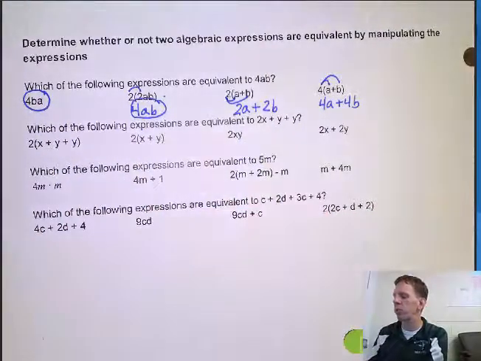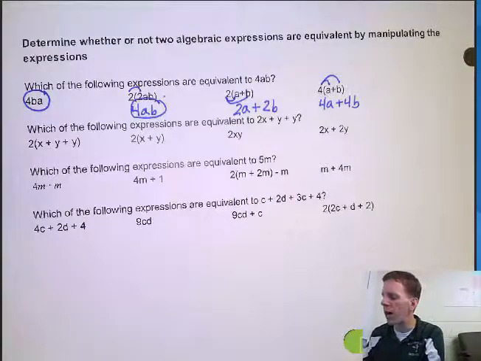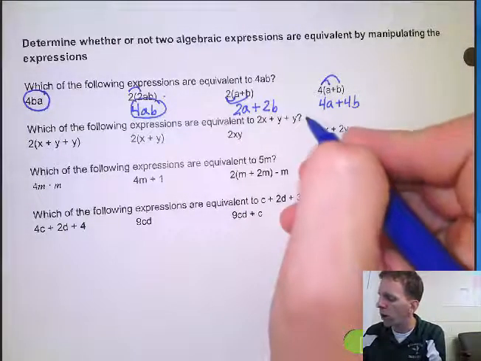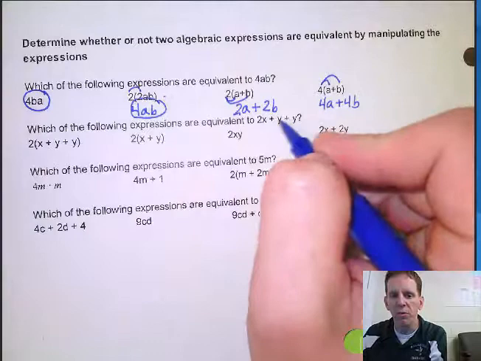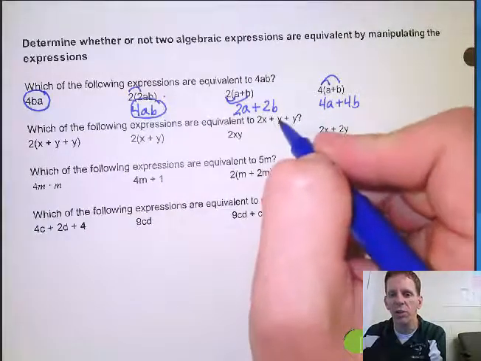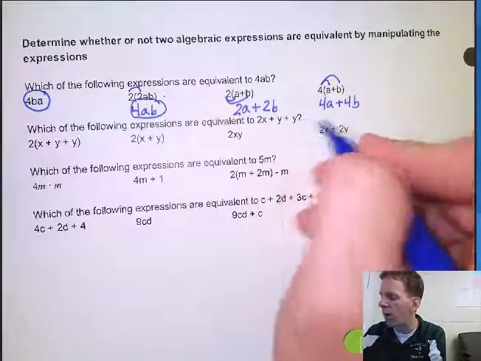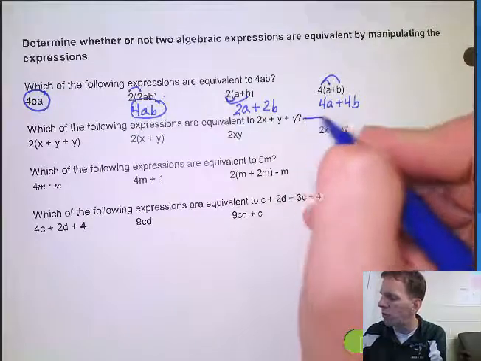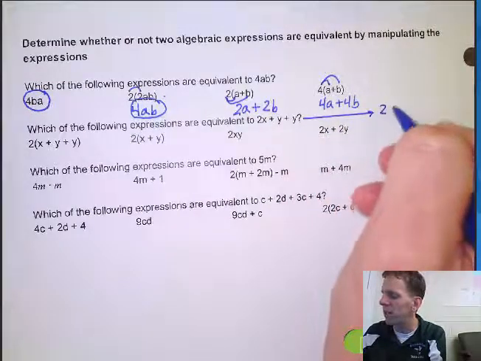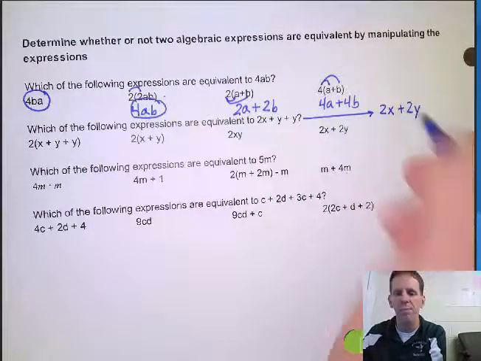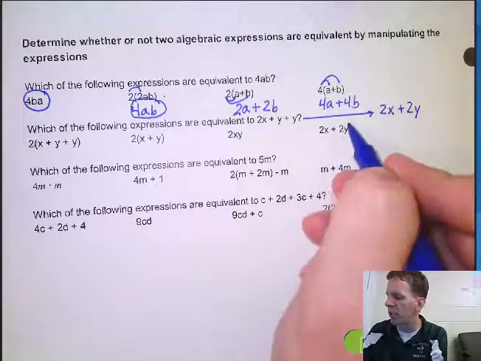Which of the following expressions are equivalent to 2x plus y plus y? Well, I suppose if you wanted to simplify this first statement, you could add the like terms. We have 1y plus another y. That would be 2y. So this statement here is the same thing as 2x plus 2y. And I already see an equivalent answer.